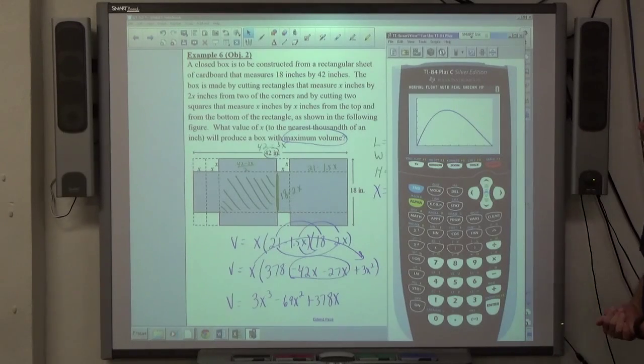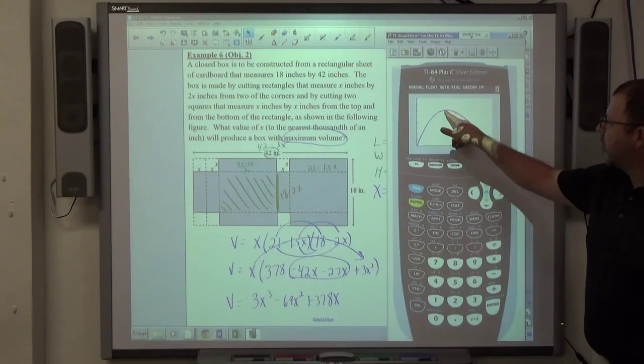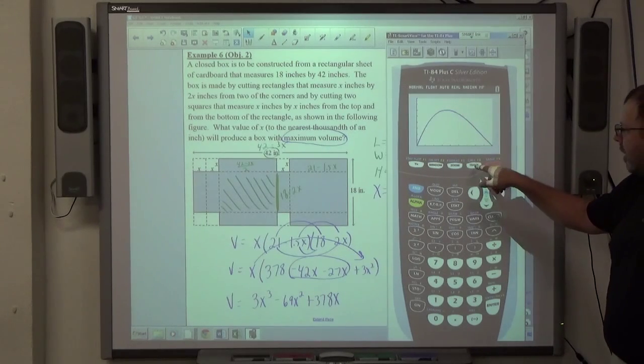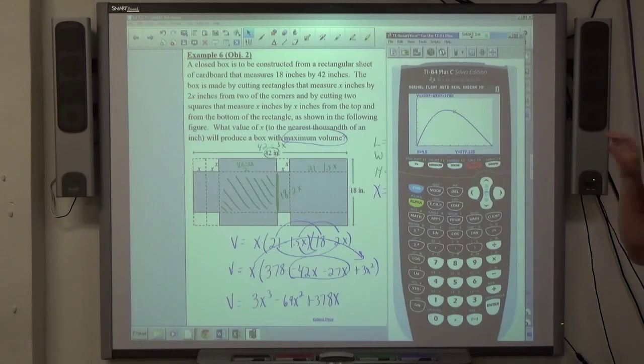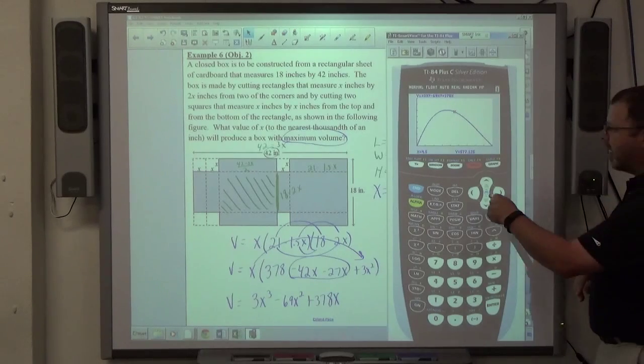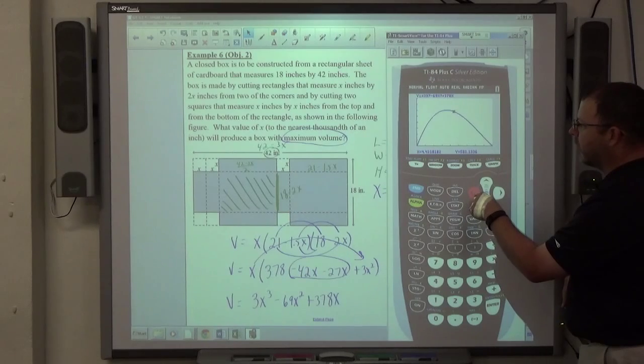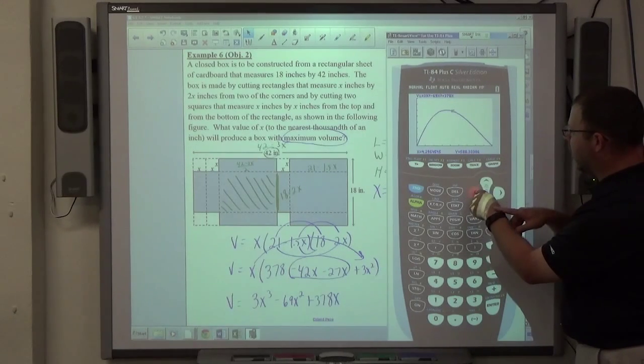We can see the maximum occurring in here somewhere, but I can't tell exactly what it is. Now, a couple ways to get there. If I hit trace, what trace does is put a blinking cursor on the graph. And notice it's at 4.5, right in the middle. If I go left, it's 4.4318, and so on. I'm watching the y's as it keeps going up. Bigger, bigger, bigger, bigger, bigger.